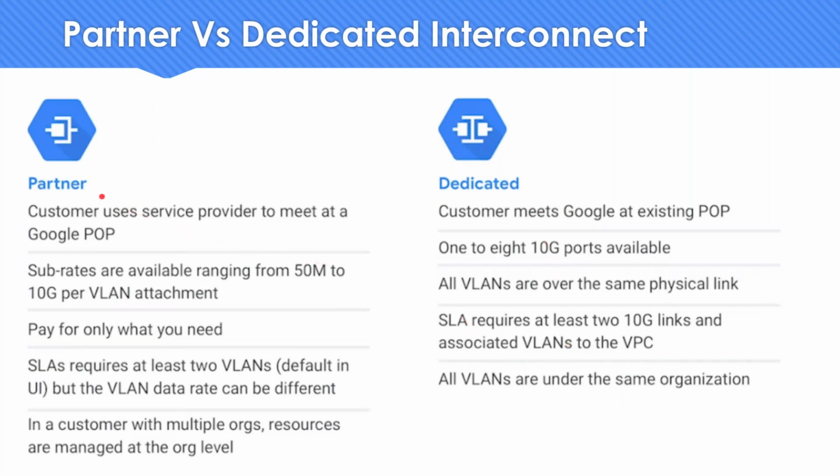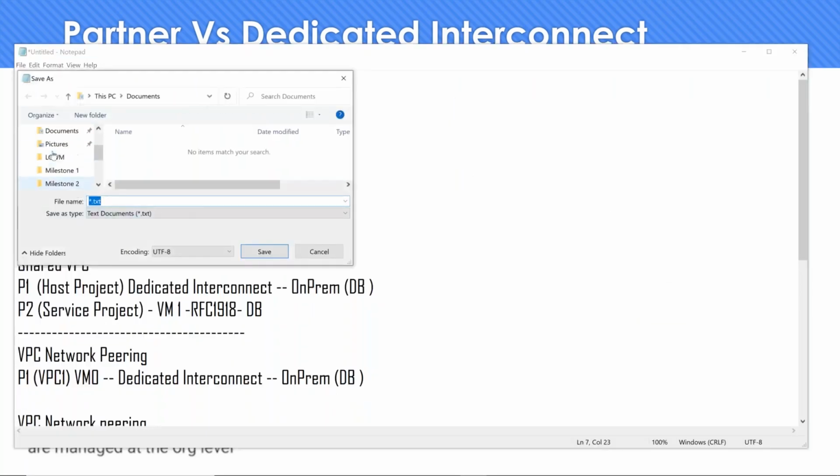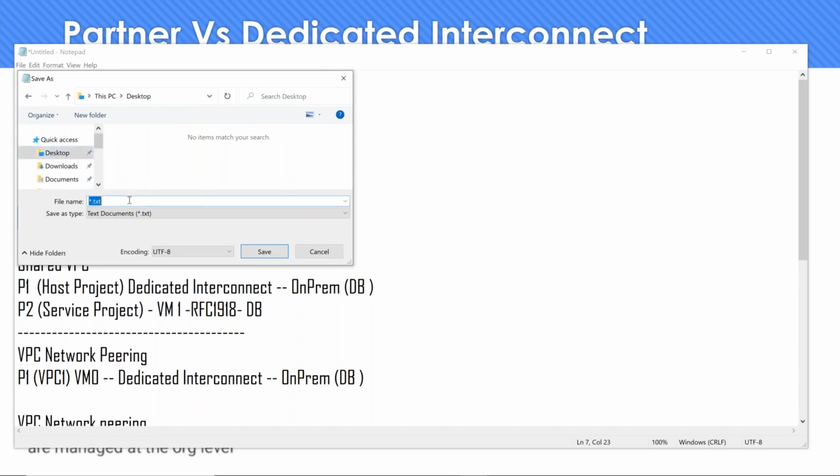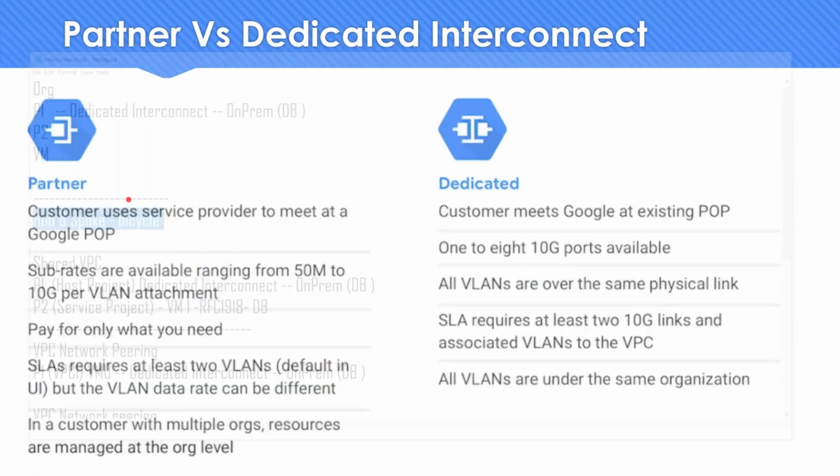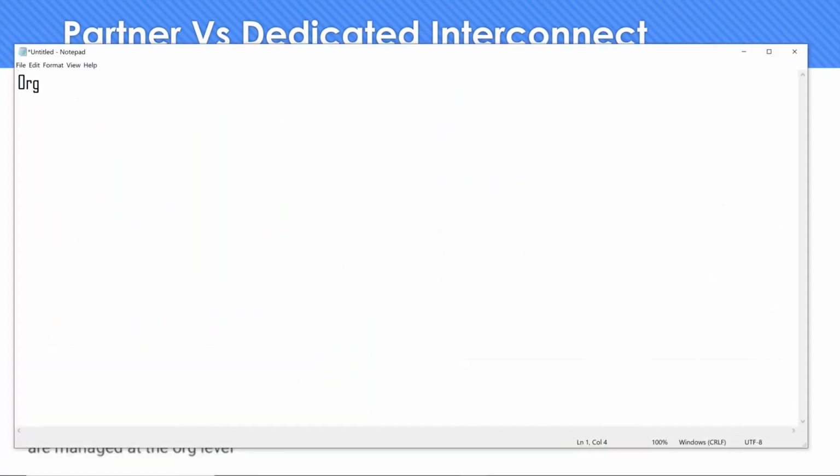When it comes to partner interconnect, the advantage you get is that there are certain organizations that have acquired a couple of organizations. For example, two GCP organizations: organization A and organization B. Suppose org A acquired org B. Now assume org A already had some on-prem infrastructure, so they have a dedicated interconnect.